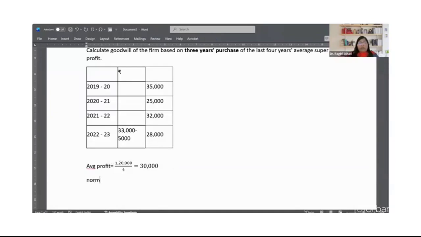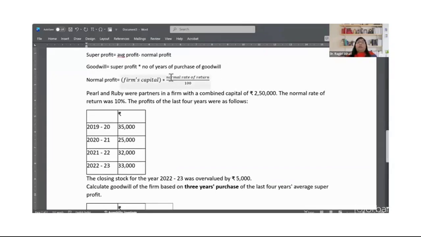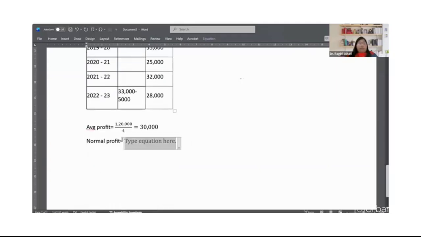Now let's find out the normal profit. The formula for normal profit is firm's capital into R upon 100. Now firm's capital is 2,50,000. R is 10%. We will use these values. This is 2,50,000 multiplied by 10 upon 100. Now this comes to how much? This comes to 25,000.